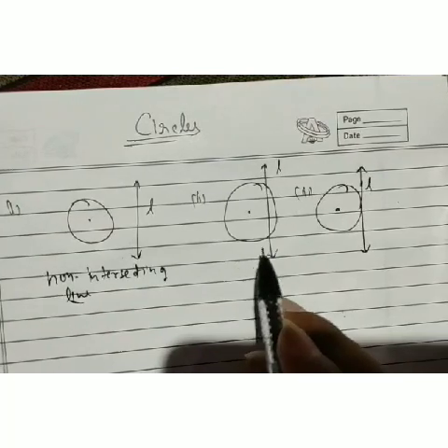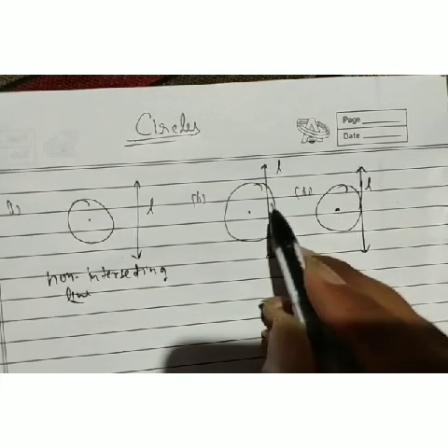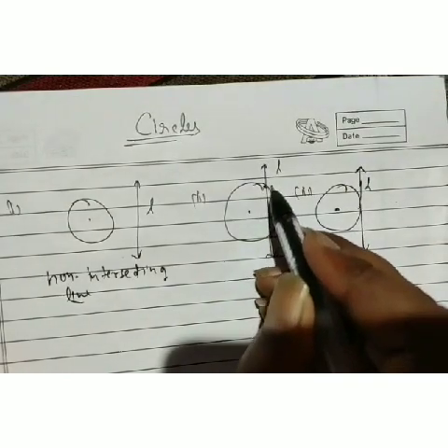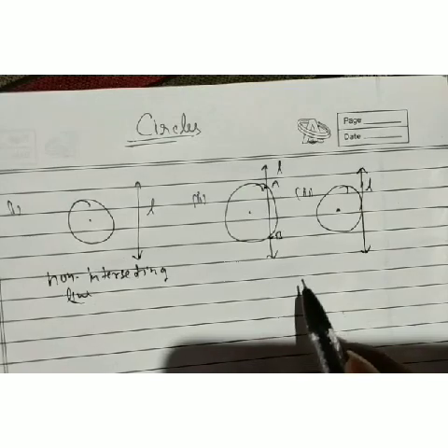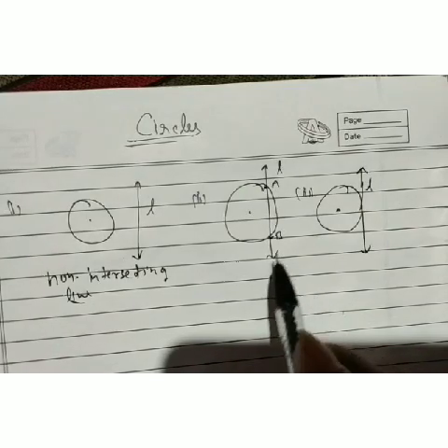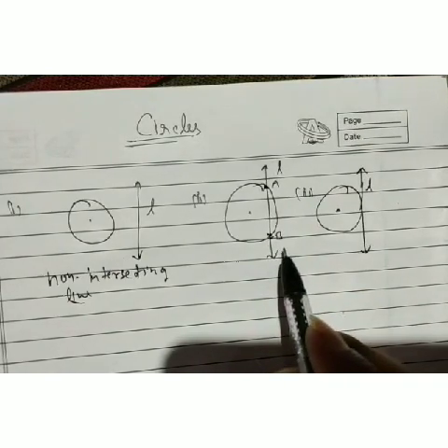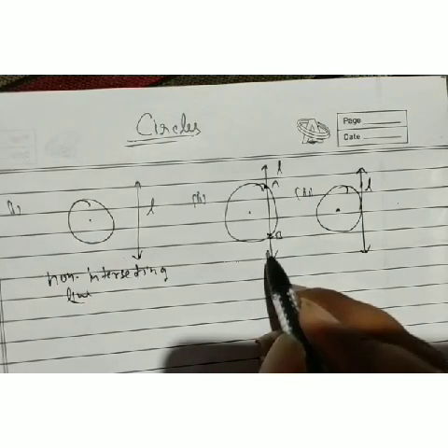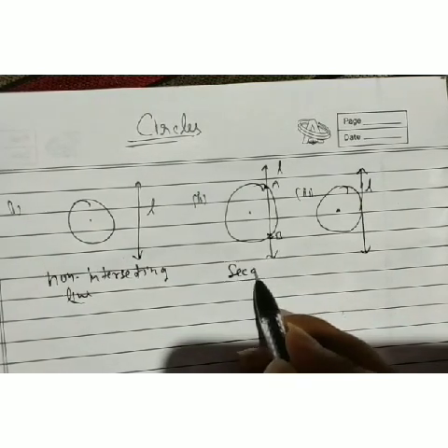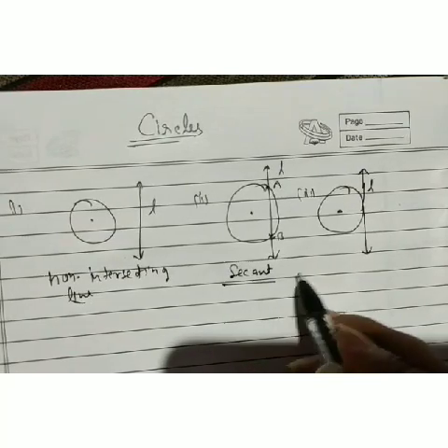Now look at our second figure. If the line L intersects the circle in two different points, suppose the points are A and B, two distinct points A and B, that is, there are two common points between the line L and the circle. Then in this case, we call the line L a secant of the circle.